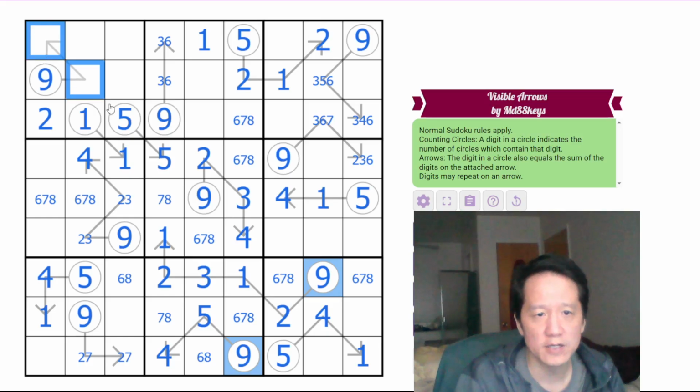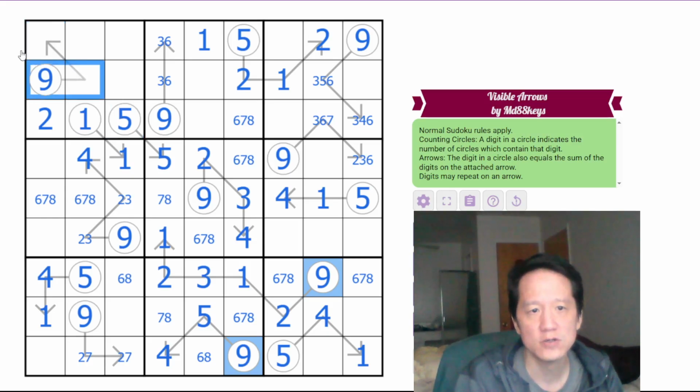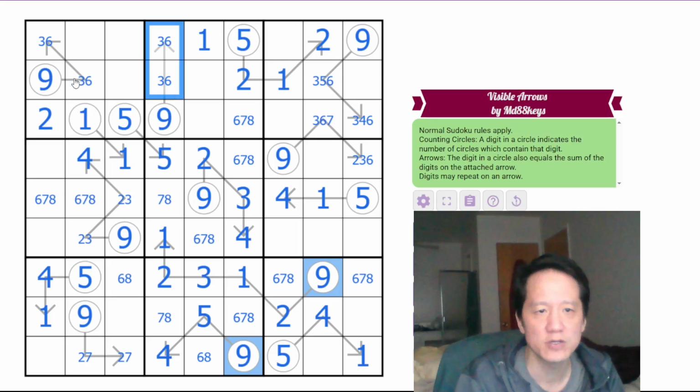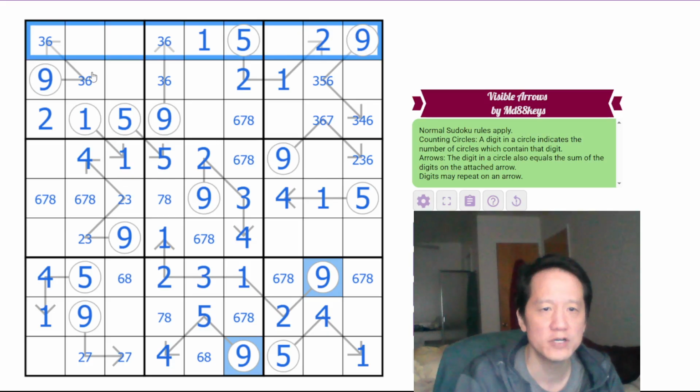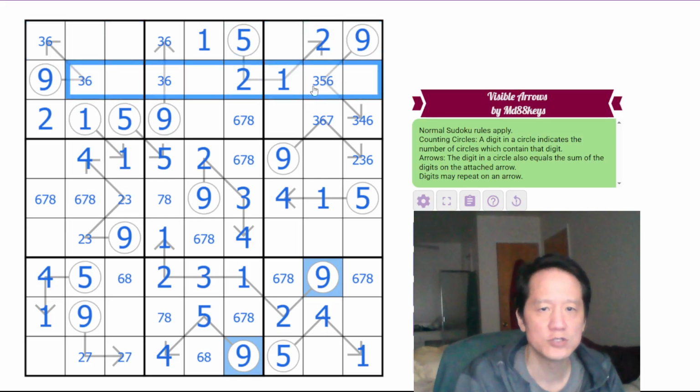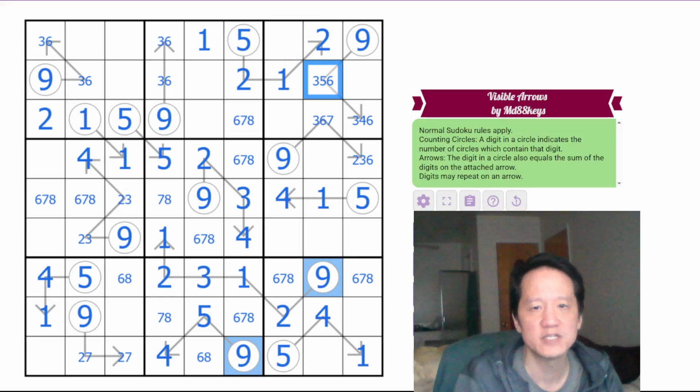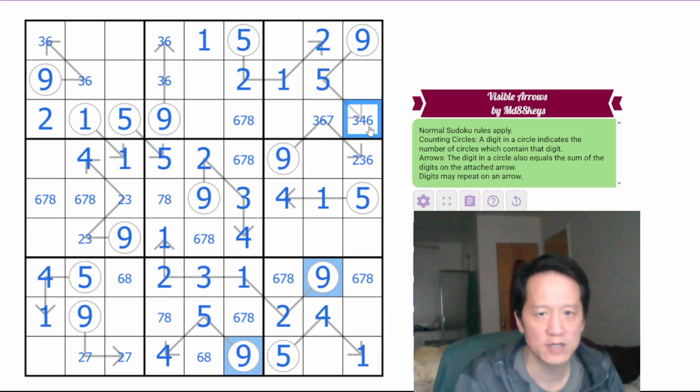These two digits add up to 9, and it cannot be 1, 8, 2, 7, or 4, 5. It's 3 and 6 here. Well, because we have a 3, 6 pair here, we also have a 3, 6 pair here, that means 3 and 6 cannot be in the rest of row 1 or the rest of row 2. So this cannot be 3 or 6. This must be a 5, which makes that 4 to add up to 9.